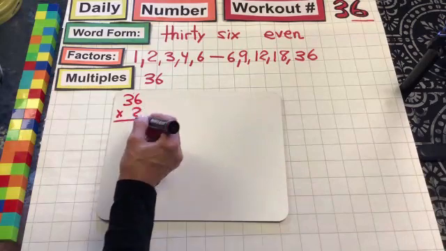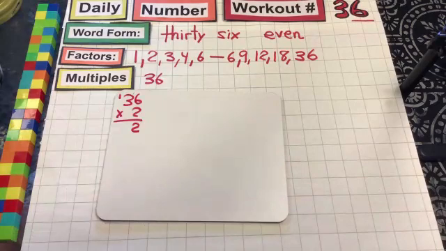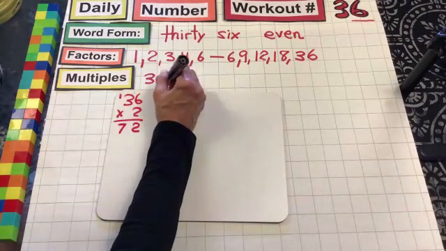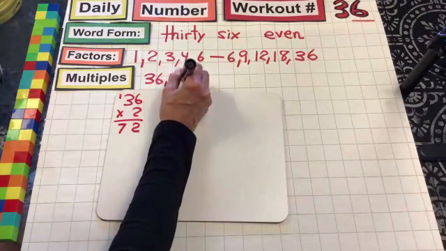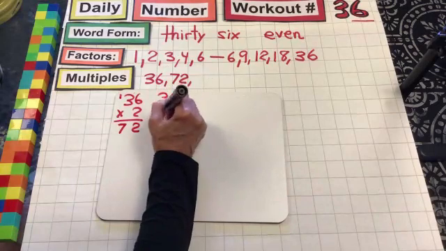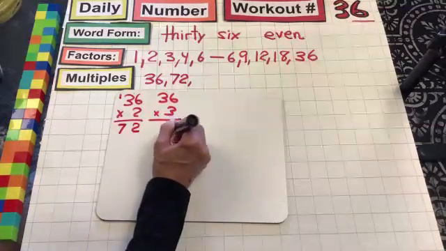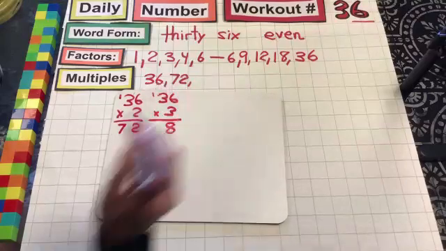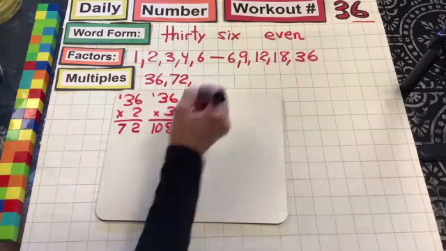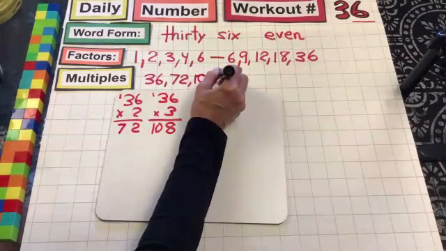2 times 6 is 12. We drop the 2, carry the 1. 2 times 3 is 6 plus 1 is 7. So 72, if we have 2 36s. Let's go on to 3 36s. 3 times 36, 3 times 6, 18, drop the 8, carry the 1. 3 times 3 is 9, plus 1 is 10. So 3 36s would be 108.